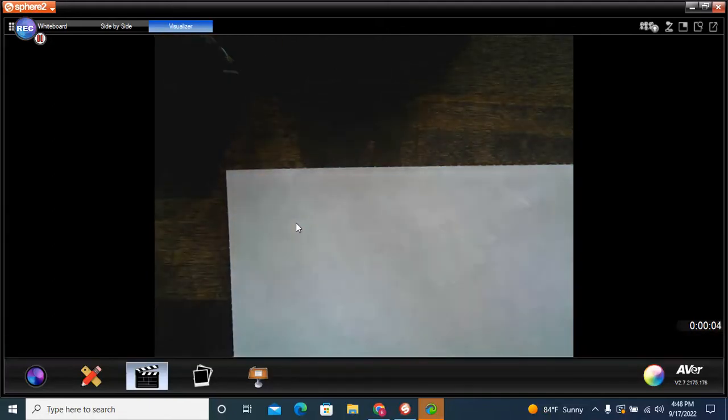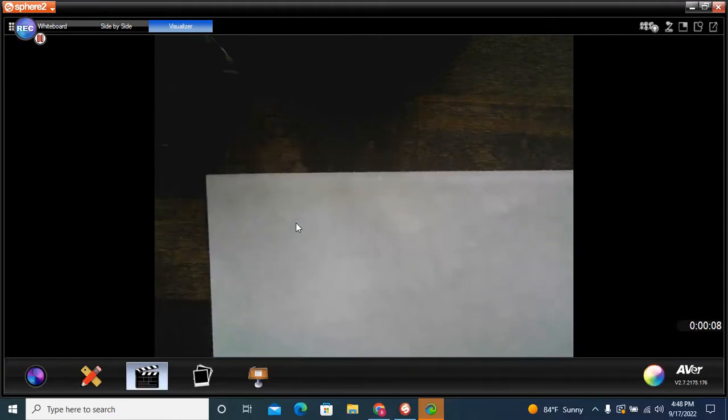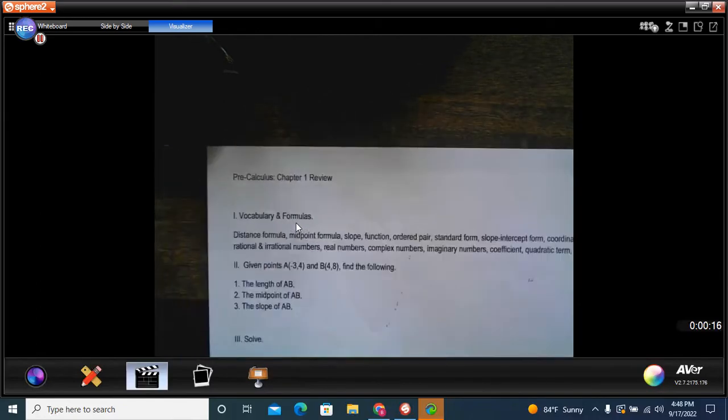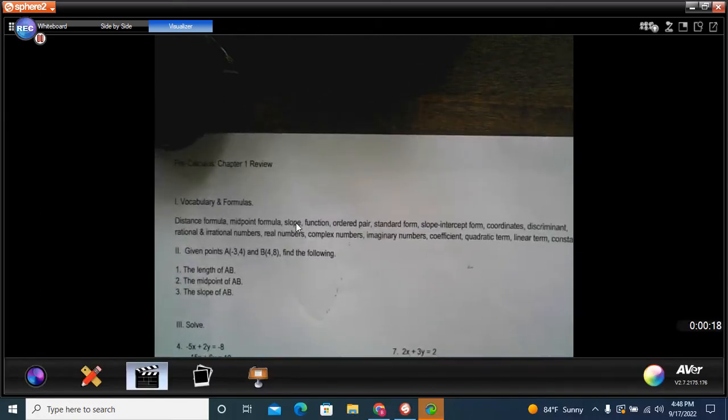All right, this is pre-calculus, the chapter 1 review, and I'm going to be doing this on a separate sheet of paper because I didn't leave myself enough room on here to show my work and do all of that. I'm going to go through these definitions, the distance formula, midpoint formula, slope formula. I think that's on the board. If not, I'll put it up there.